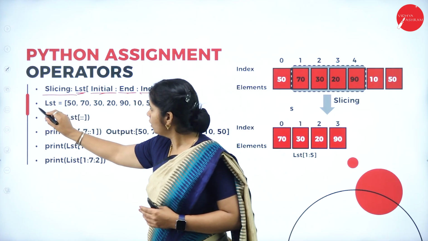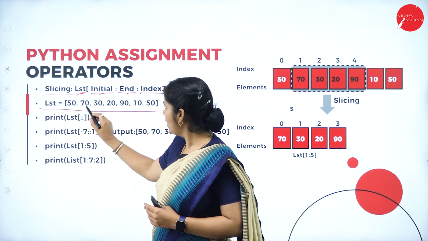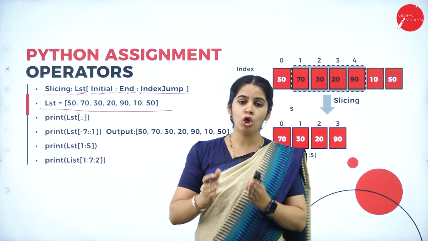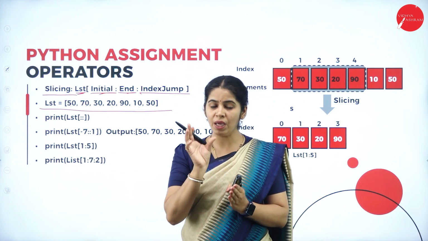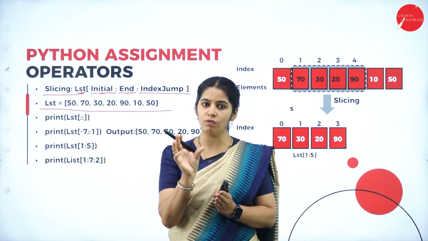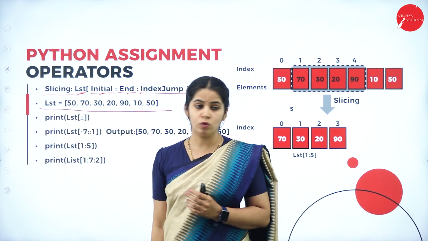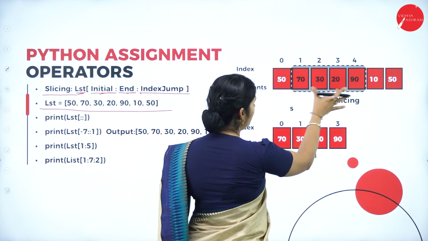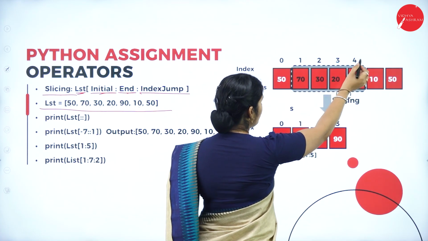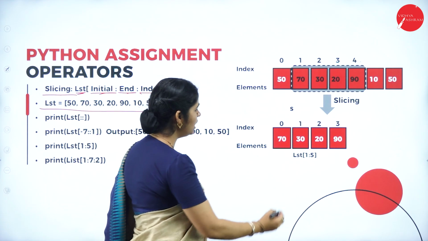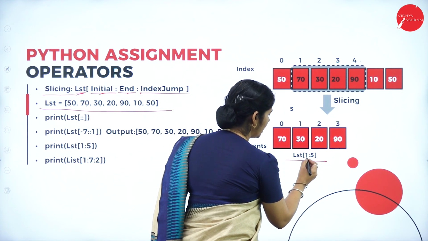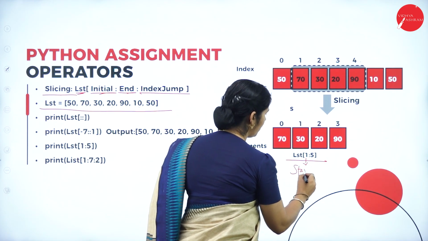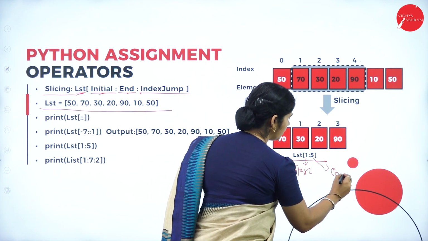Here you can take one list: 50, 70, 30, 20, 90, 10 and 50. That's what we have given. If I want to slice a particular piece of the elements from the given list, that can be done by using slicing. Here you can see the example. I want to take out this particular piece, from 1 to 4. How is it supposed to be given? In the list from 1, that is my initial, my start state, and this is my end state.